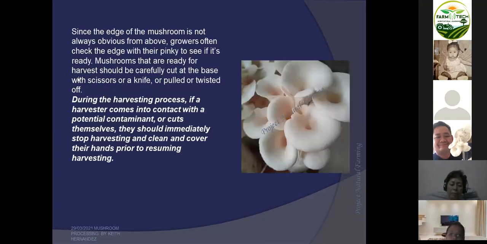Okay? Now, since the edge of the mushroom is not always obvious from above, growers often check the edge with their pinky to see if it is ready. No? Mushrooms that are ready for harvest should be carefully cut at the base with scissors or a knife or pulled or twisted off. Pero sanitize pa rin yung gunting or cutter natin. Now, in most cases talagang iniikot lang natin tapos matatanggal. Pag madali siyang tanggalin, hinog na siya. Pero pag hindi pa siya pwedeng iikot, ay naku po, pwede pa yan tumubo.